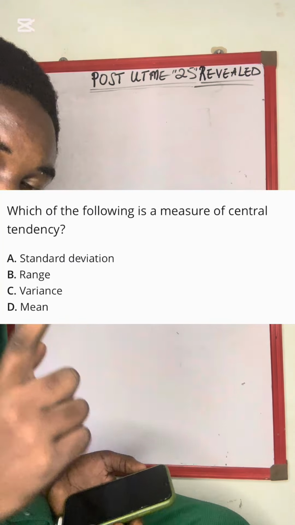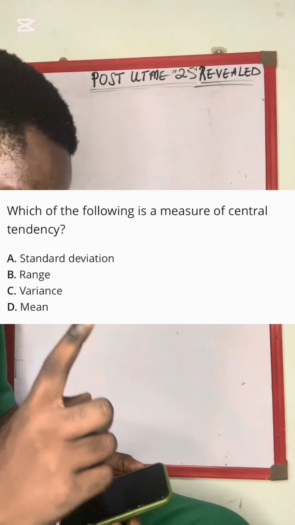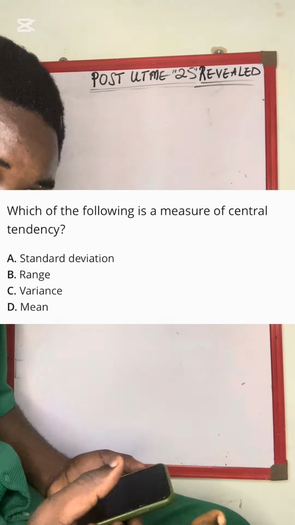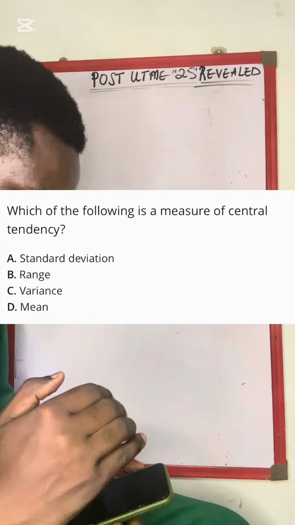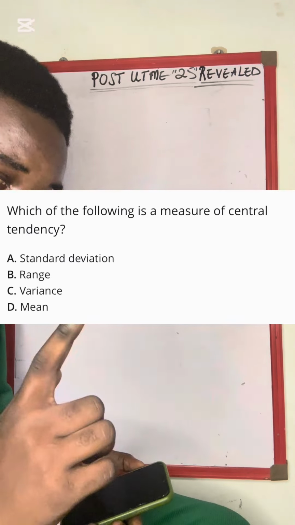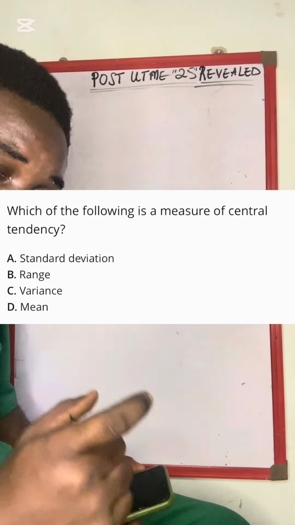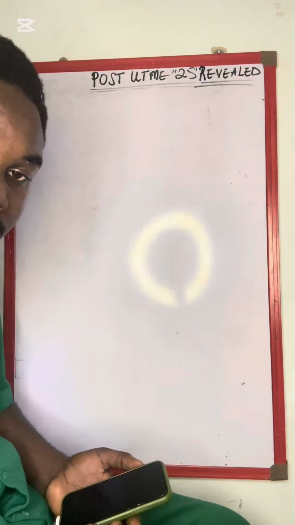Now, the correct option to that question is option D, mean. Options A, B, and C are measures of dispersion. Measures of dispersion, deviation, whether standard or variance or range, are all what? Dispersion. However, mean, median, mode are central tendency. So the answer to that question is option D, mean.